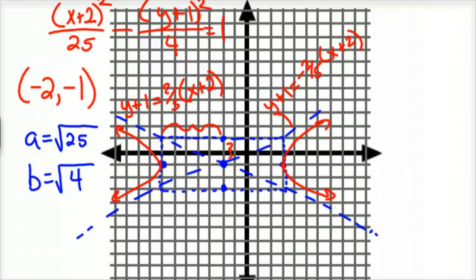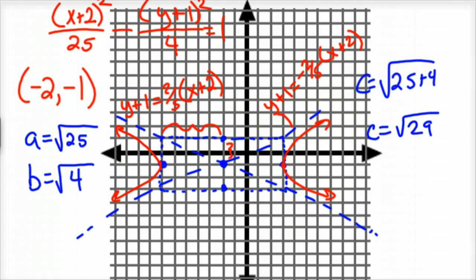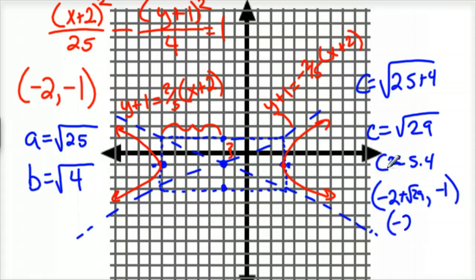Then your last step is to find your foci, and that's just taking the square. You find c, which is the square root of 25 plus 4. So c is equal to the square root of 29. So c in this case is about equal to 5.4. So from your center, you'd go right 1, 2, 3, 4, 5.4, which would be right in that vicinity, and left 5.4, which would be right in that vicinity. And so exactly this point would be negative 2 plus the square root of 29, comma, negative 1, and negative 2 minus the square root of 29, comma, negative 1.